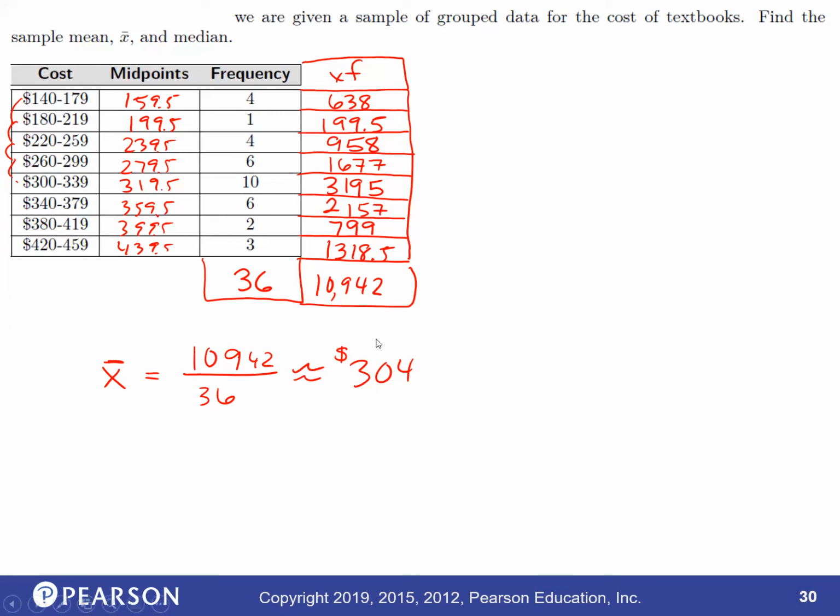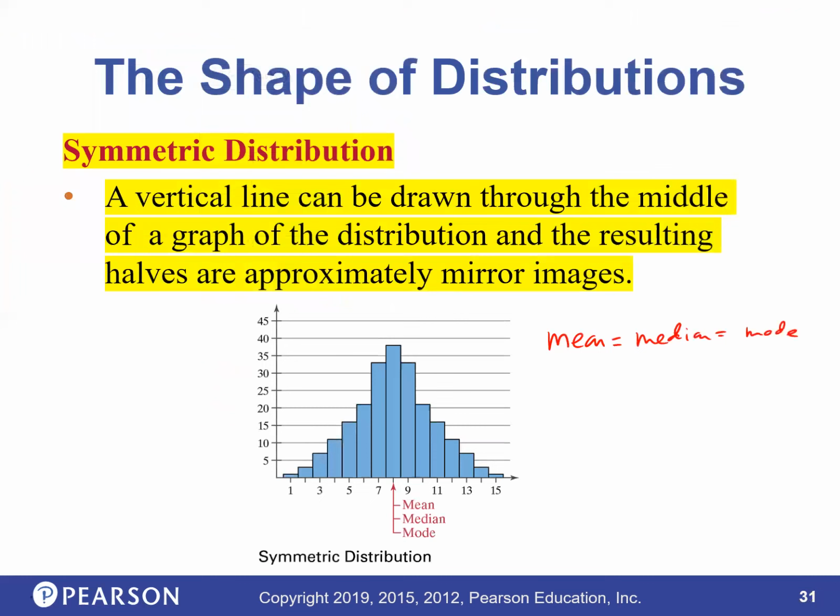Next is just a quick conversation in regards to shapes of graphs. We're going to pick this back up in chapter 6, but this is called symmetric distribution, all the different shapes of distributions you can have. These are just a preview of things we're going to encounter in chapter 6 and 7.